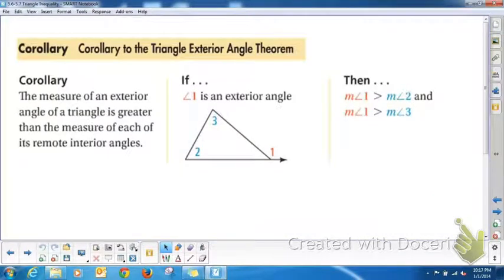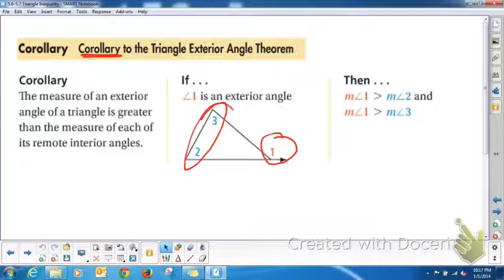We had the triangle exterior angle theorem. We said that the exterior angle, this one here, is equal to these two added together. So therefore the corollary, the thing that's easy to prove here, is that the measure of the exterior angle of a triangle is greater than the measure of each of the remote interior angles, so the ones that don't touch it.